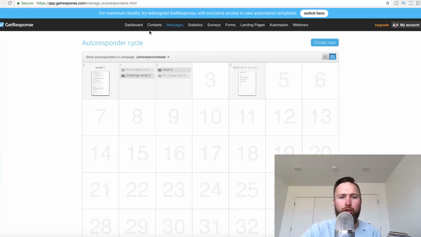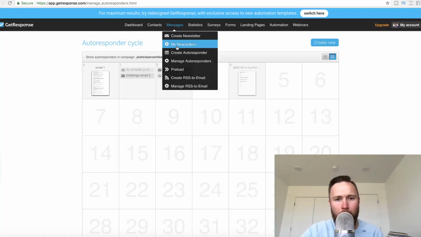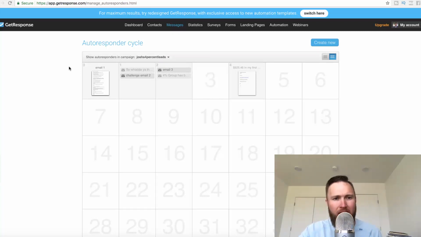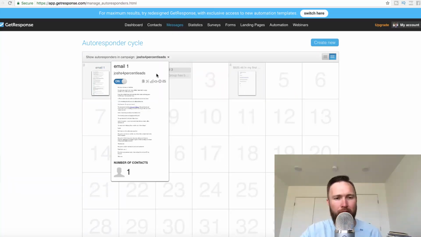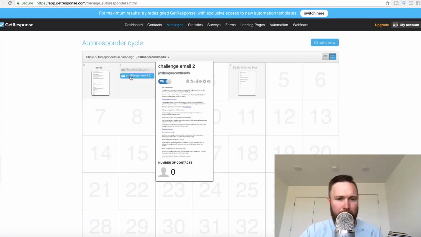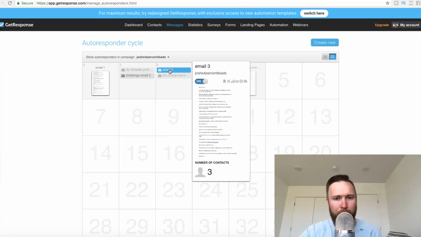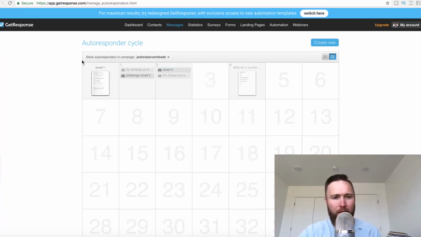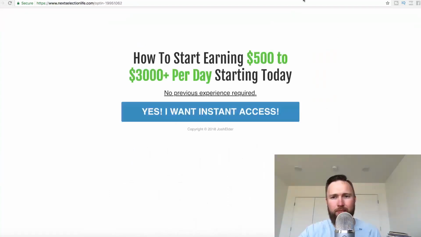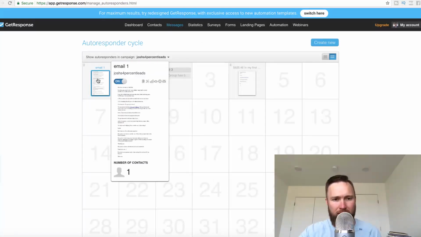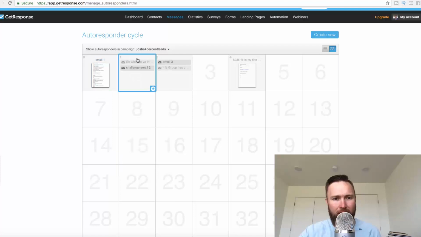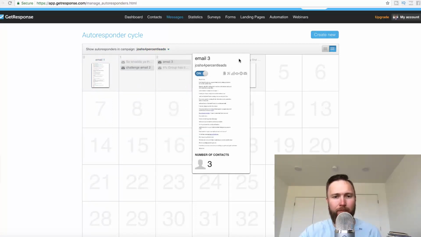And so what I did is I went to my manage autoresponders, okay? And this would be known as an autoresponder series that's automated. So on day zero, they're going to receive this email. On day one, they're going to receive this email. And on day two, they're going to receive this email. In other words, right when they opt into this page here, they're going to receive this email here. And then tomorrow at the same time, they'll receive this email and this email, so on and so forth.